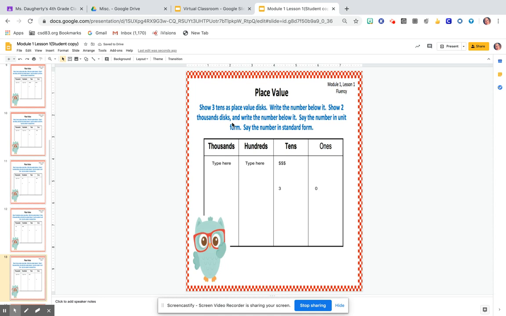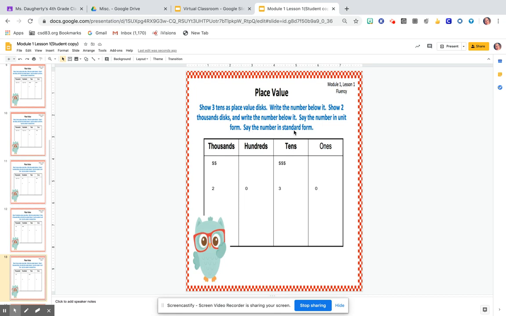Okay, show 2 thousands discs. Okay, so I'm going over to the thousands, which means I'm skipping the hundreds. So I'm going to hold the place value, 0. I don't have any hundreds. Okay, and it says I have 2 thousands. So I have 1, 2. I have 2 of those. Say the number in unit form. So I've got 2 thousands and 3 tens. That's unit form. 2 thousands and 3 tens.